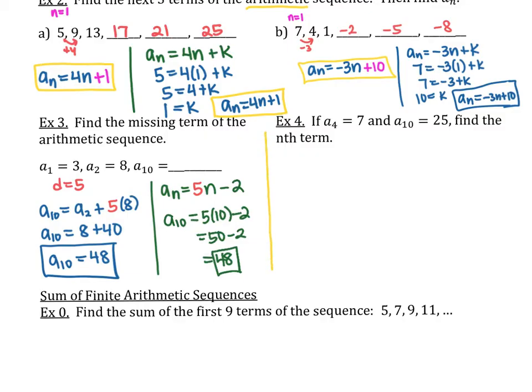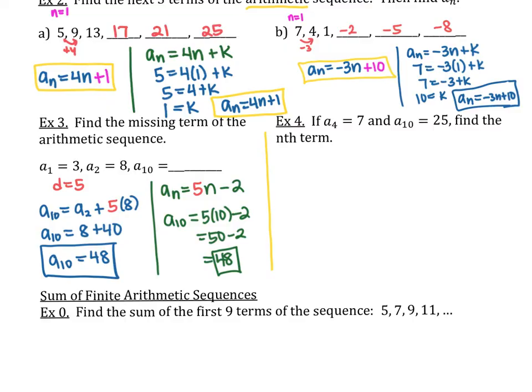There are times though when you don't have as many options, but you can still be creative about this. So I'm going to look at example 4. For example 4, it's very similar, kind of. They tell me that the 4th term is 7, and the 10th term is 25. I want to find the nth term, so I want to find the formula.